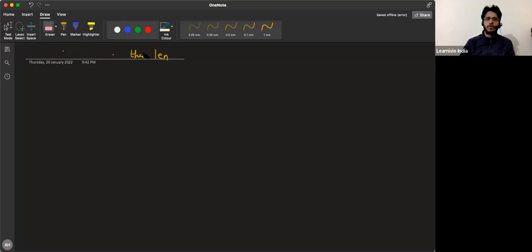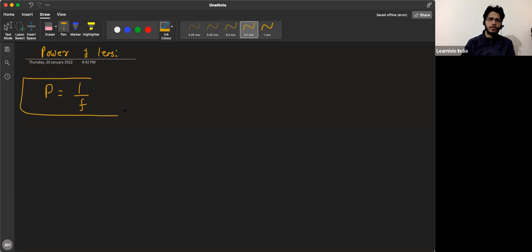Let's do one more topic. Power of lens. See, power we have already discussed. Power is just 1 by focal length. Power of lens is 1 by focal length. So if I talk about the SI unit, SI unit of power is diopter.